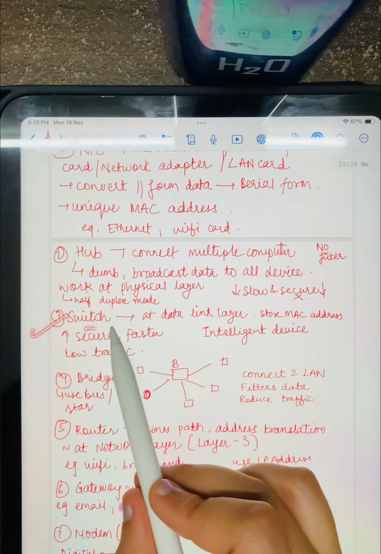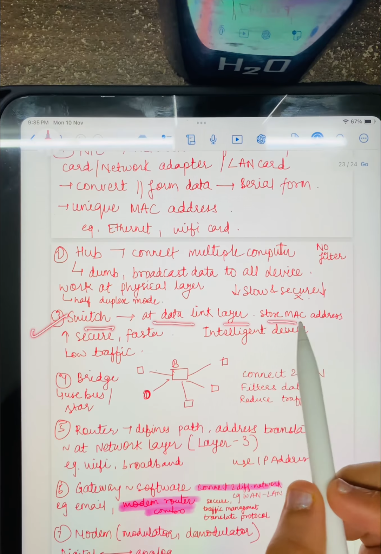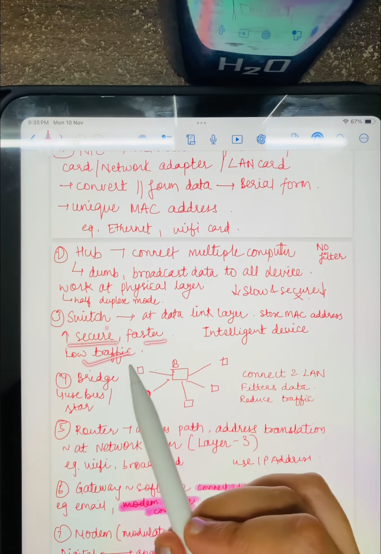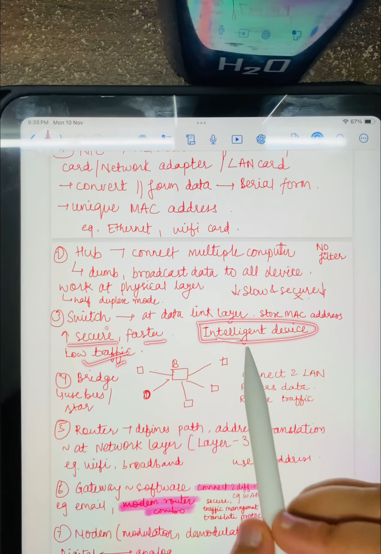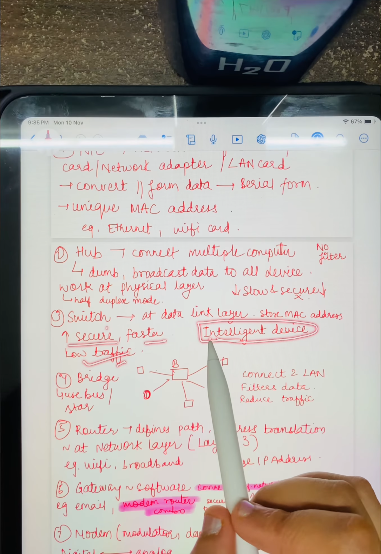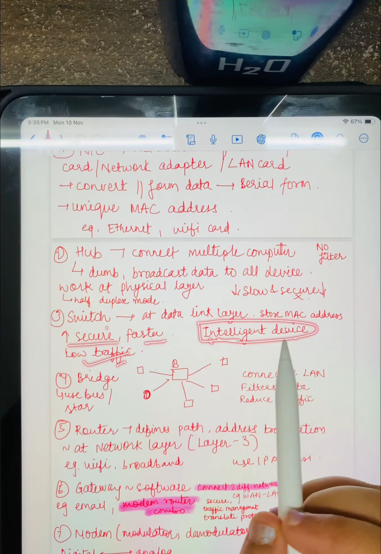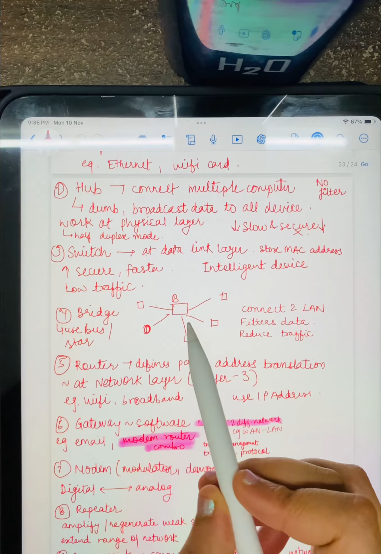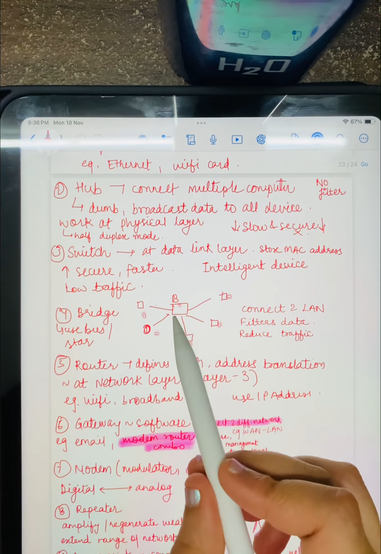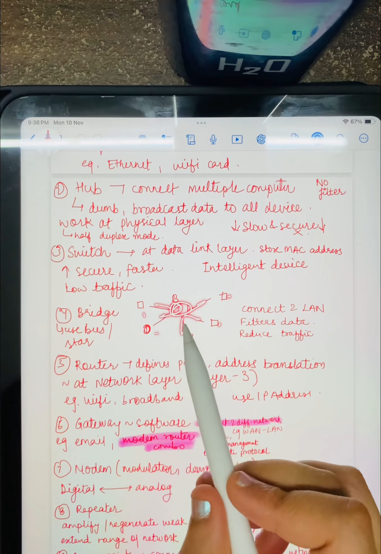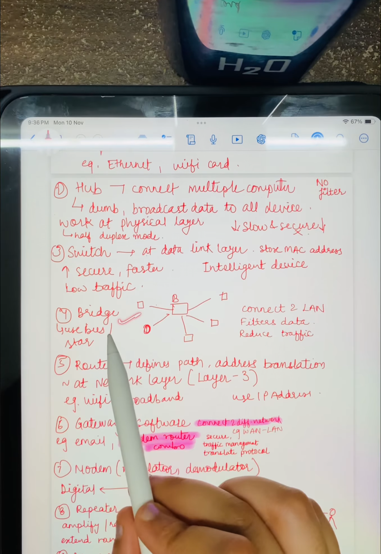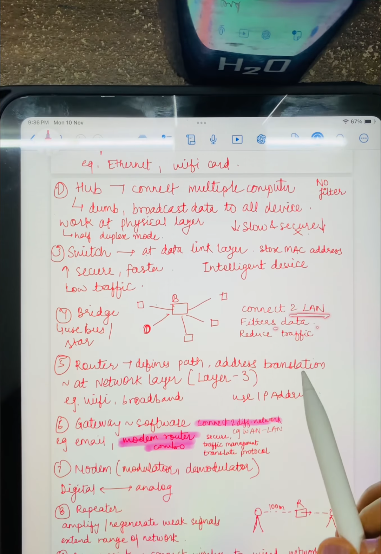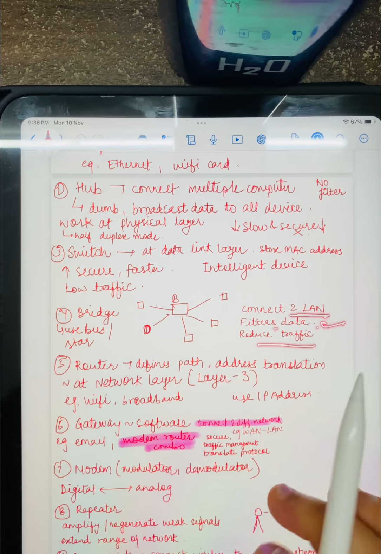Third comes switch. It is a data link layer, stores MAC address. It is highly secure and faster. Switch has low traffic, and it is called intelligent device. Why intelligent? Because it sends data to the required one only, not everyone. Then comes bridge. So these are the devices, and the bridge connects all of these. The bridge network uses bus or star. It connects two local area networks and filters data, reduces traffic.